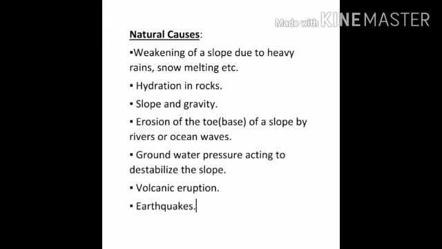The next cause is slope and gravity. Without gravitational pull, landslide cannot take place, or anything cannot come down to the earth, and degree of slopes also controls the speed and intensity of landslide. So next cause is erosion of the toe of a slope by rivers or ocean waves and groundwater pressure acting to destabilize the slope. So it means river and marine erosion.